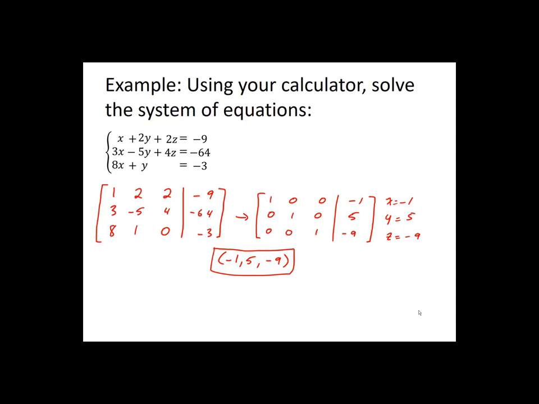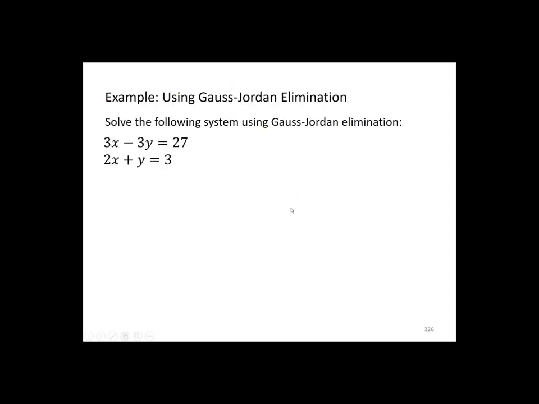Now for my next example, using Gauss-Jordan elimination, which is another name for reduced row echelon form, solve the following system using Gauss-Jordan elimination. I have the equation 3x minus 3y equals 27. And my second equation, 2x plus y equals 3.